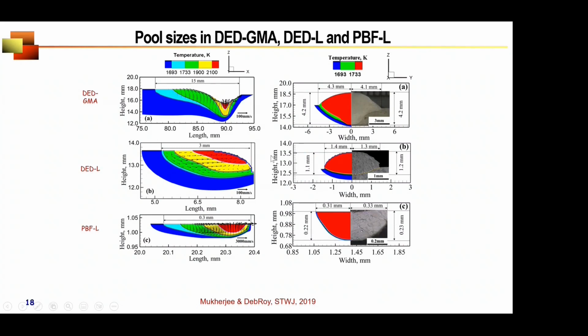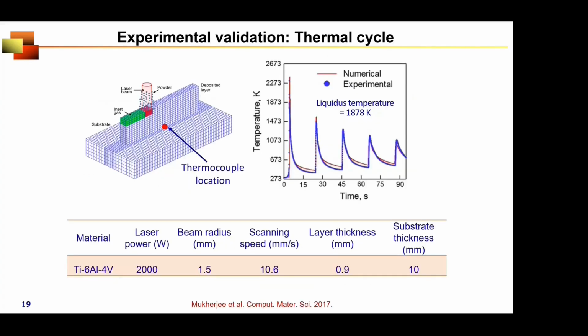And if you focus on directed energy deposition laser, the pool shape is hemispherical down below, but the size is intermediate between what we get in the powder bed fusion laser, very small pool, to directed energy deposition GMA that has a very large pool and gives us a higher deposition rate. So we can predict the fusion zone geometry using a heat and fluid flow model.